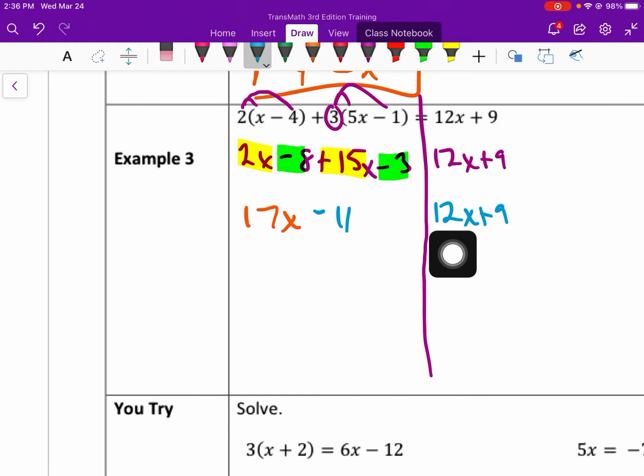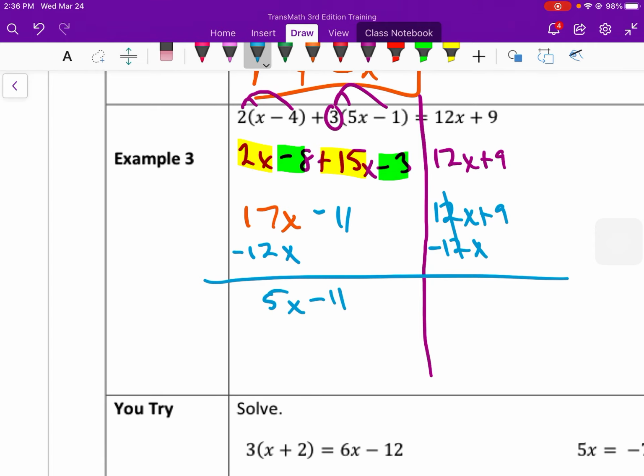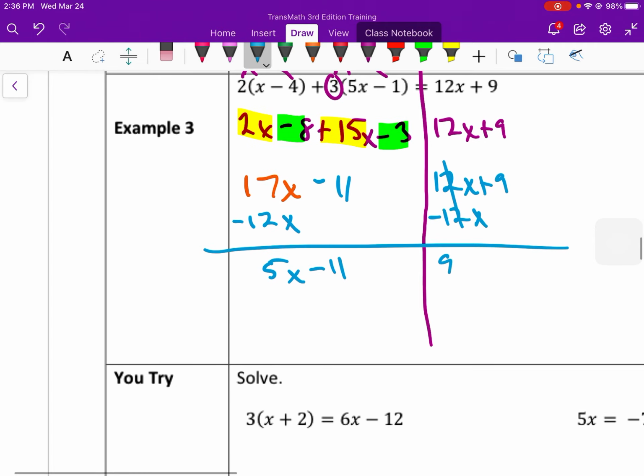And now, look, I have more x's on the left side. So I'm going to want to move this 12x to the left. So I'm going to subtract 12x from both sides. That's 0, so then we're left with 5x minus 11 equals 9.